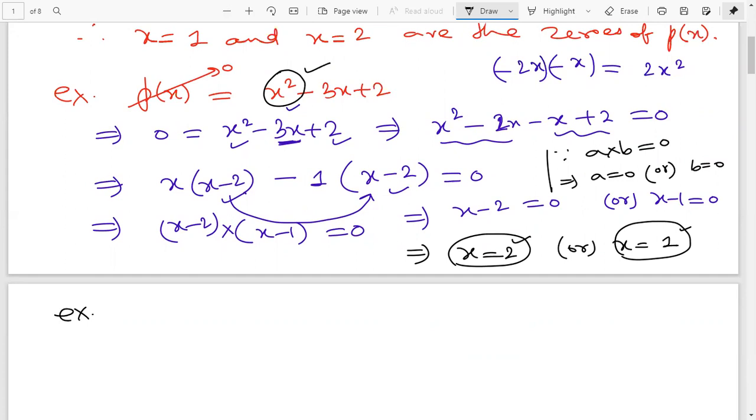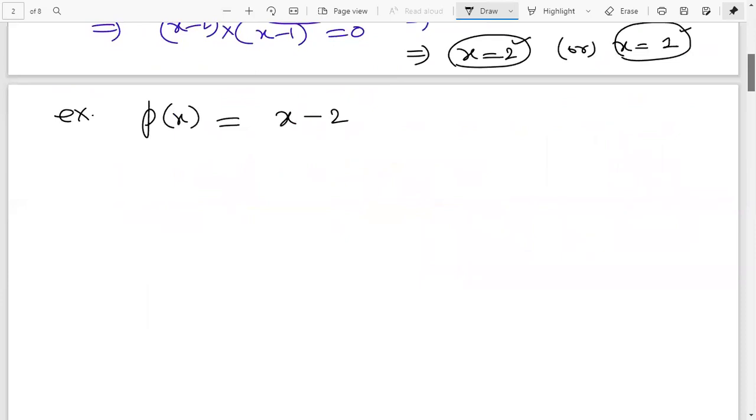see, by the equation also we can know the number of zeros. Here in this equation the degree was 2, so 2 zeros. Suppose I have a polynomial p(x) equal to x minus 2 simply. What is the degree of this polynomial? 1, because the maximum power of x is 1. That means the degree is 1.